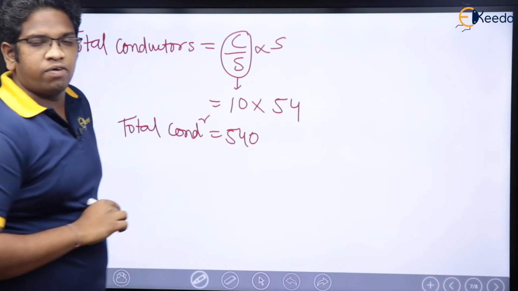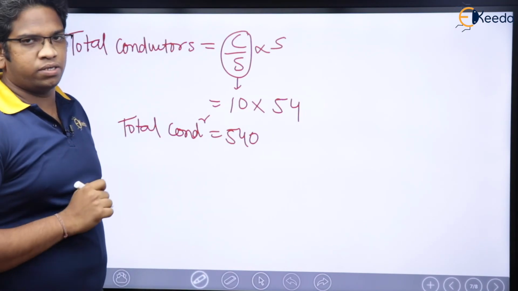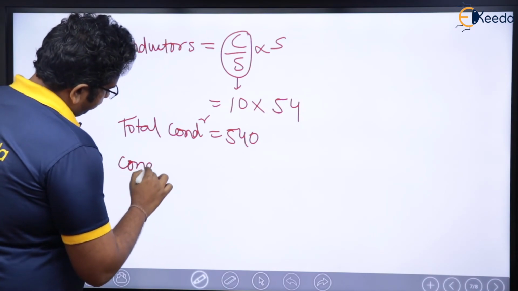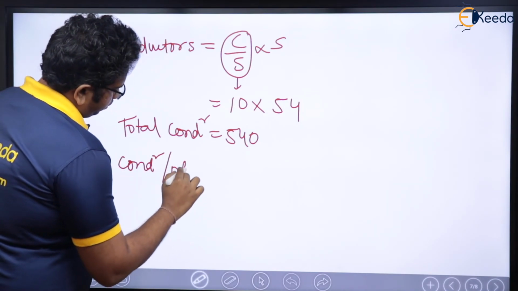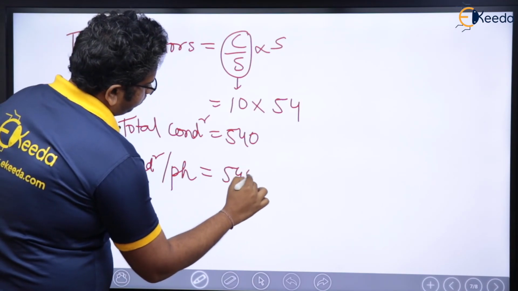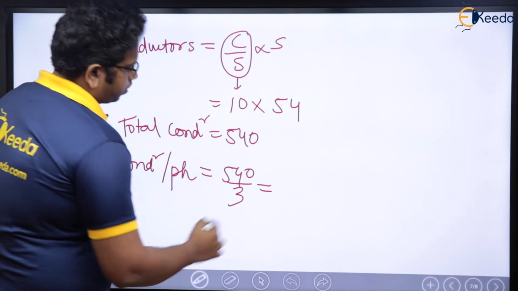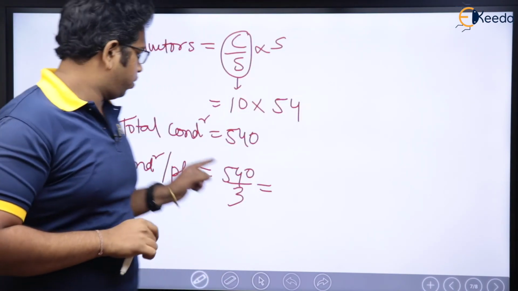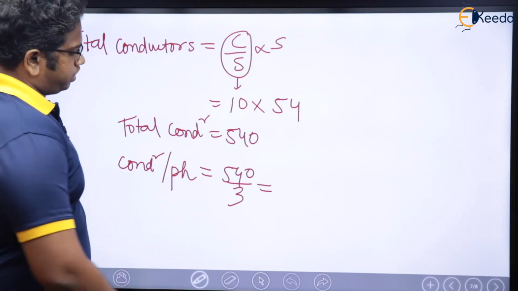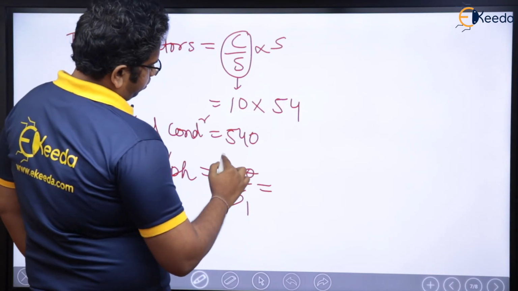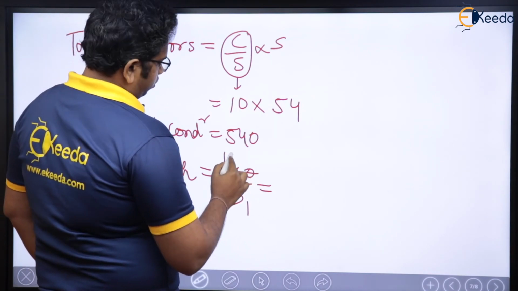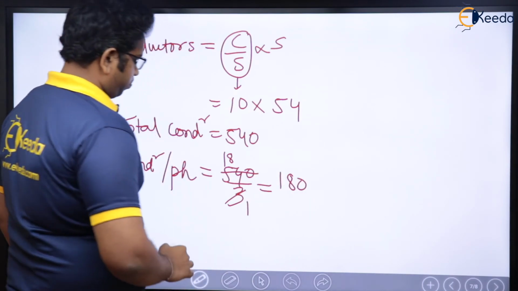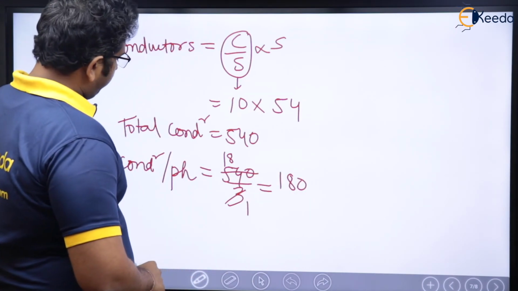But now, our EMF equation is for phase, which means let us find conductors per phase. So conductors per phase is going to be 540 divided by 3, because 540 is the total number of conductors, out of which you want only one phase. One phase conductors are how much? 3 eights are 24, 0. This is going to be 180. Conductors per phase is going to be 180.